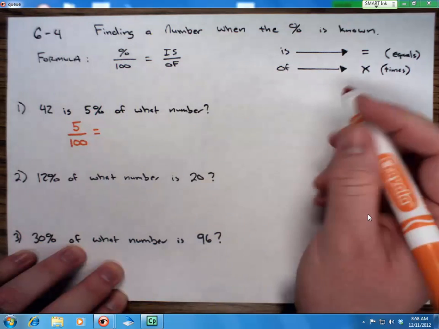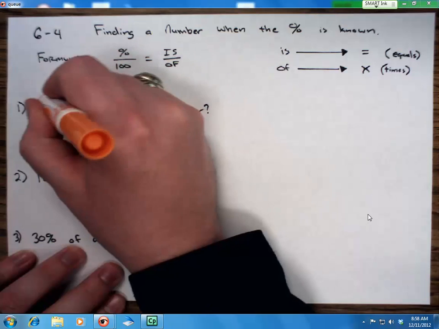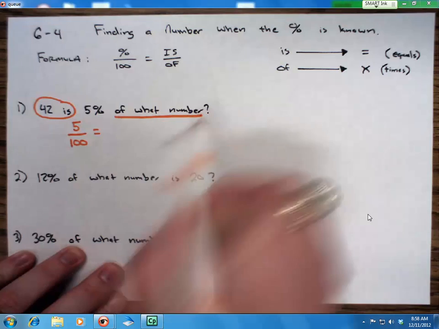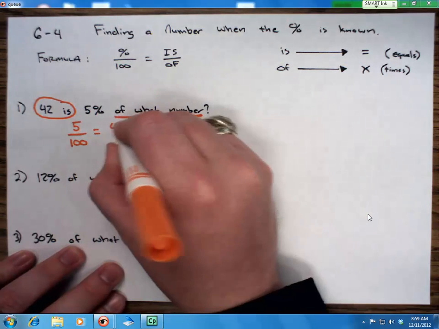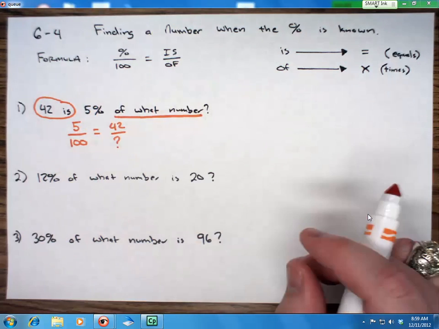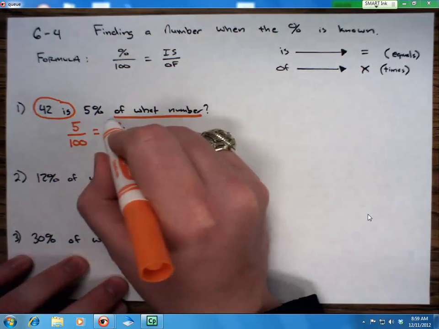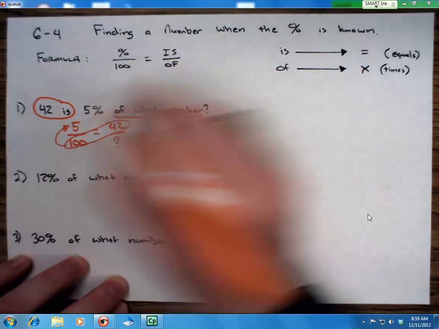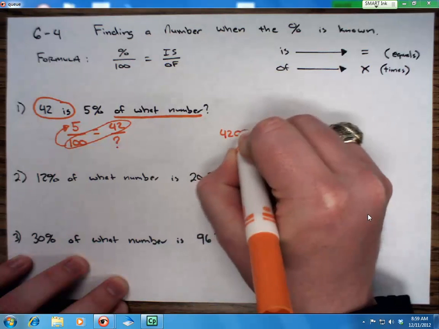I'm going to set that equal to, let me see, the 42 on this one is my is, because over here it says of what number. The of is what we're trying to find. Okay, so I'm going to have 42 over my question mark. Now, once we have this set up, we can cross multiply and divide. So I'm going to cross multiply by 42 times 100 and then divide by 5. Which obviously is going to give me 4,200.